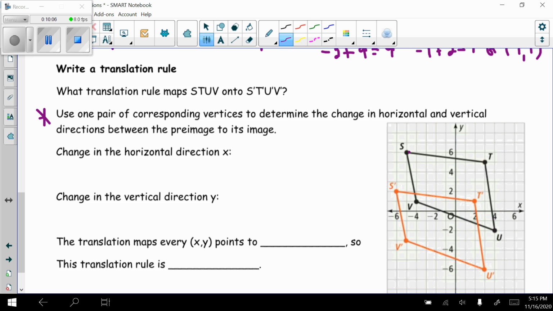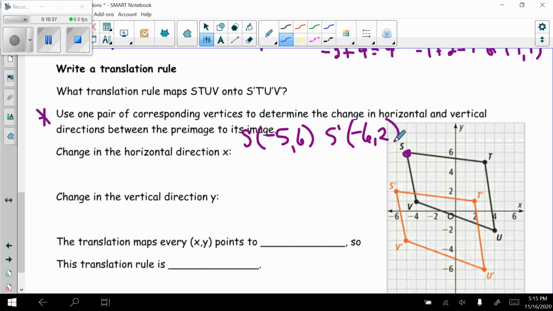I can pick any of these points, S, T, U, or V. If I pick S, okay, so S, where does it start out at? That is -5, 6, right? So -5, 6. S prime is at -6, 2. So I'm trying to figure out how did it get from S to S prime. So how did I get from a -6 to a -5? So that is my horizontal direction.